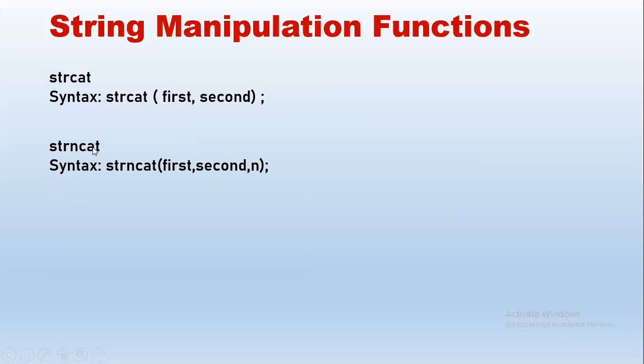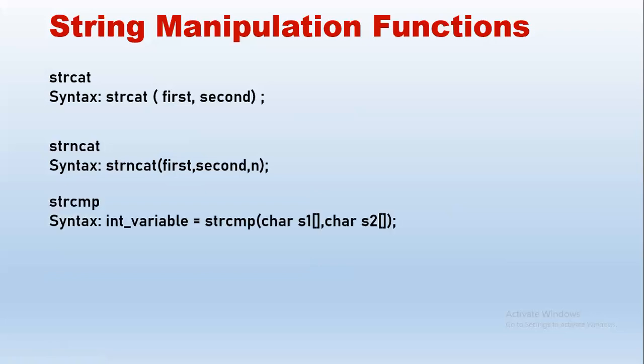But in strncat, only the first n characters of the second string will be appended at the end of the first. So if we specify n as 2, only the first 2 letters of the second string will be added to the end of the first string. Next, we have strcmp.